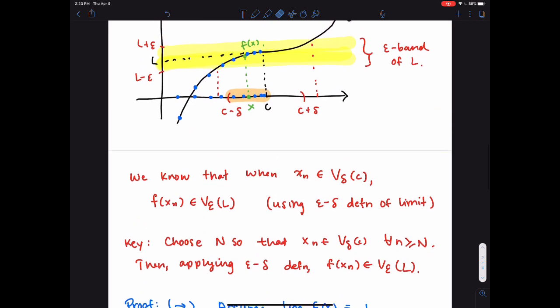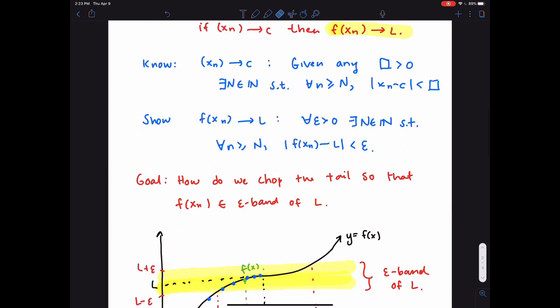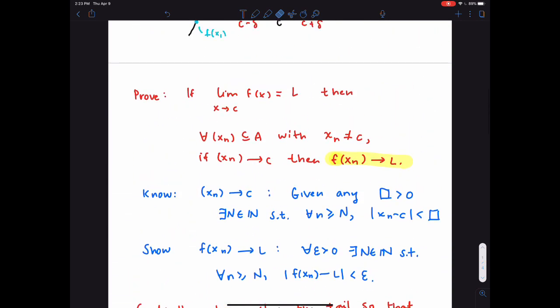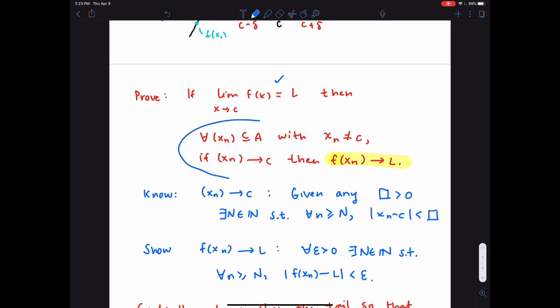Once I have introduced that assumption, I need to go back up here and pay attention to the structure of the claim that I am making. So I have already introduced my assumption here. Now I need to properly introduce what it takes to prove the structure of my conclusion. So I'm going to need to introduce an arbitrary sequence in A with xn not equal to C, and assume that that xn converges to C. Then I'm going to use the definition of sequence convergence to prove that f of xn goes to L.